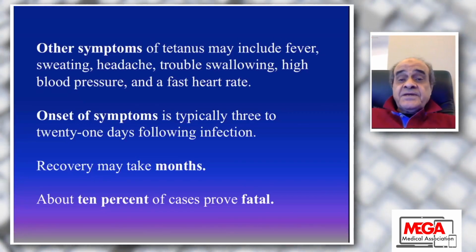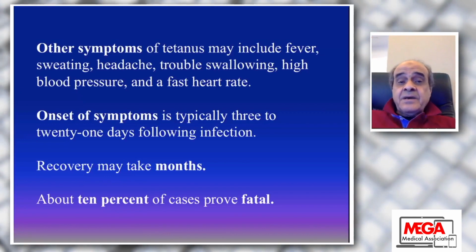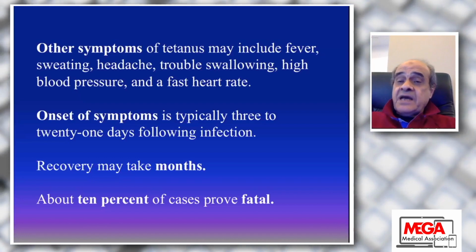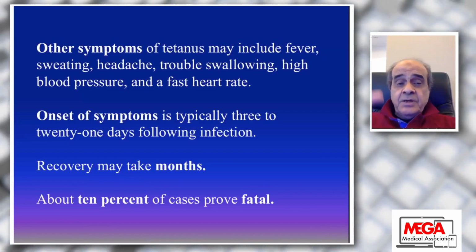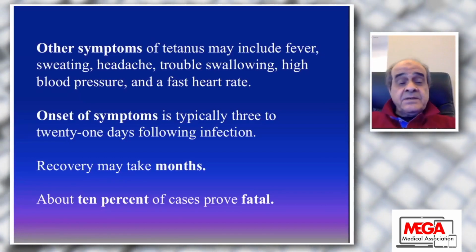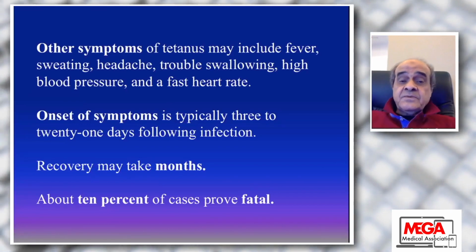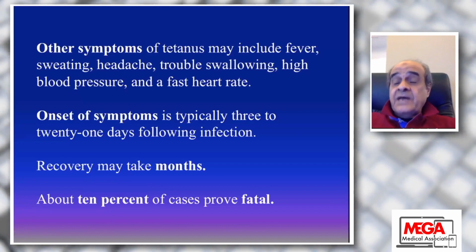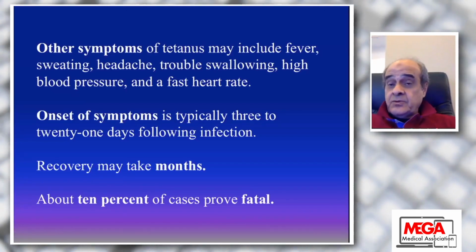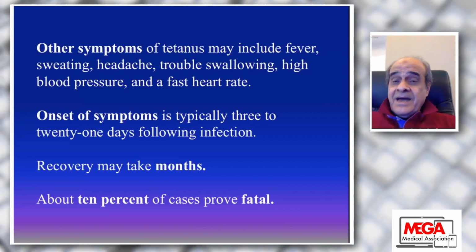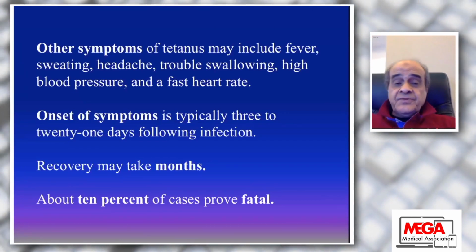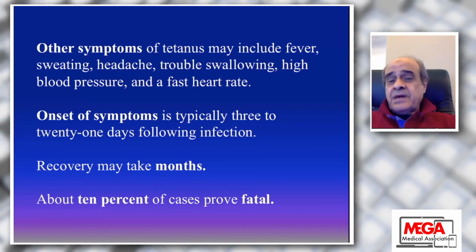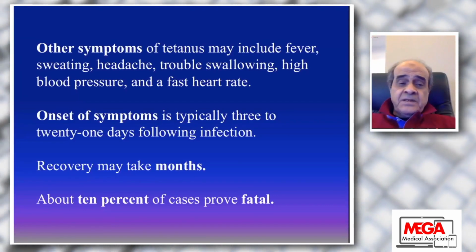Other symptoms of tetanus may include sweating, headache, dysautonomia, increased heart rate, arrhythmia, hypertension, and hypotension. All these manifestations could be detected in a tetanic patient. Onset of symptoms is typically 3 to 21 days following infection, and may be more than 1 month. The patient incorporates the bacterium and does not manifest it except after a long time, but mostly within 3 to 21 days the patient manifests the disease.